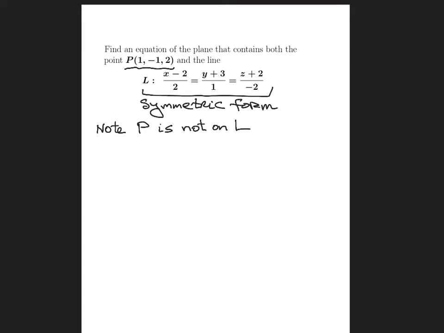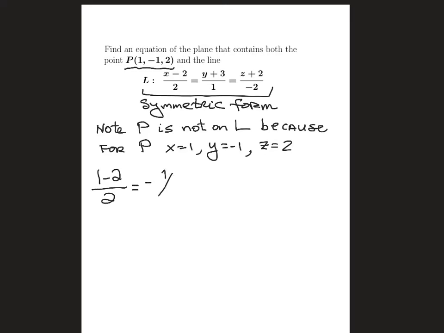For point P, its x coordinate is 1, its y coordinate is -1, and its z coordinate is 2. We're going to plug those into x, y, and z in line L, or just x and y. That's all we need. We plug in 1 for x, we get 1 minus 2 over 2, which is -1/2. We plug -1 for y, we get -1 plus 3 over 1, which is 2.